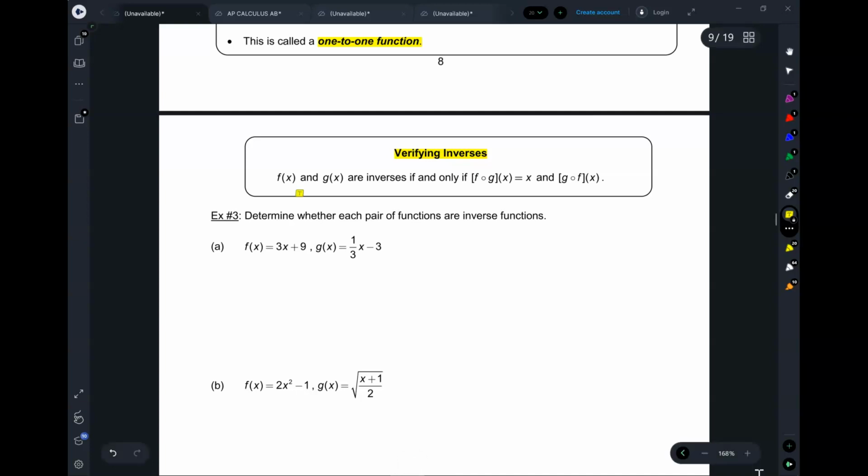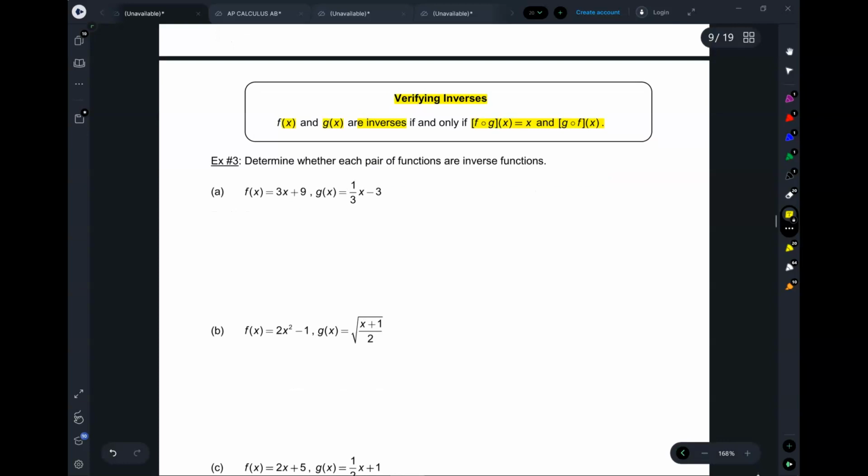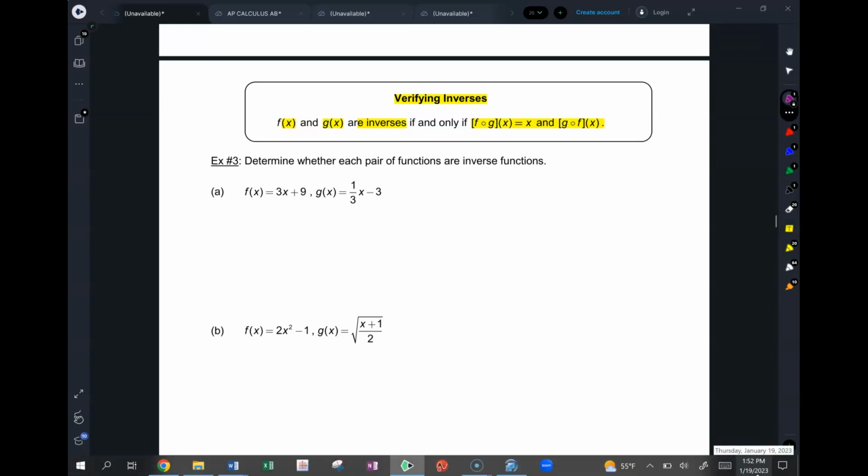Here we go. F and g are inverses if and only if f of g of x is x and g of f of x is x. It's actually kind of simple and it's super cool. If you have two functions, it says determine whether they're inverse functions. When I write them on the test, it'll say verify that the two are inverse functions. So here's what you have to do. You have to find f of g of x. You have to find g of f of x. You have to get x as an answer for both of them. Then it's true. It's an all or nothing deal.